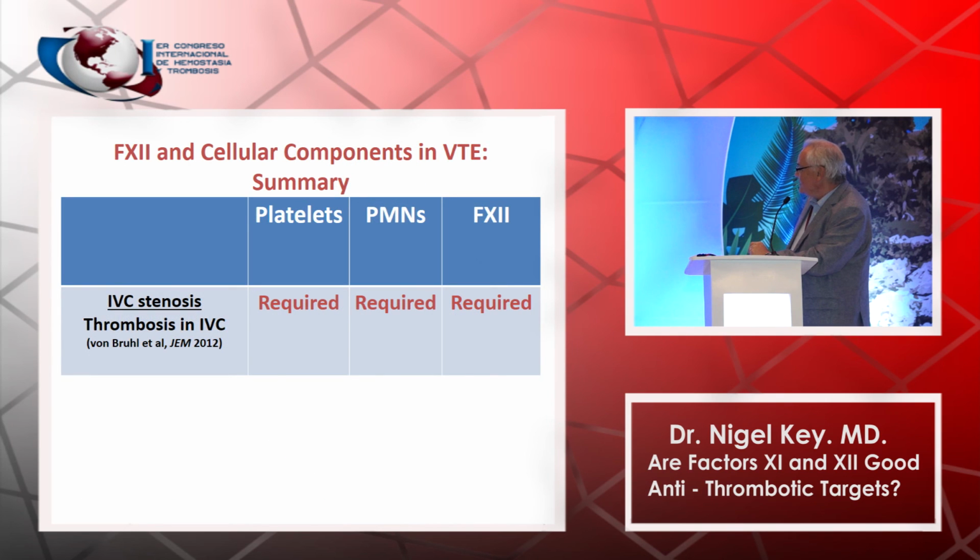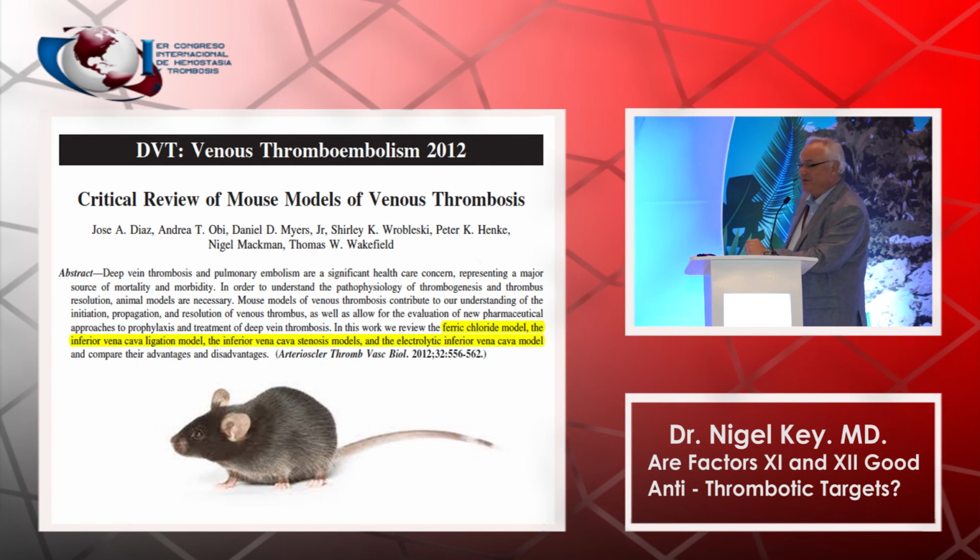So they suggested that platelets, neutrophils, and factor 12 are all required for the initiation and propagation of venous thrombosis in the mice. However, mice are mice, and they are not humans, and more importantly, the model you use is really important, and there's a bunch of different models that have been used to look at venous thrombosis in mice. This is a review paper that's looking at the ferric chloride model, the IVC ligation model, the IVC stenosis model, and the electrolytic IVC model, which is electrolytic injury to the IVC.